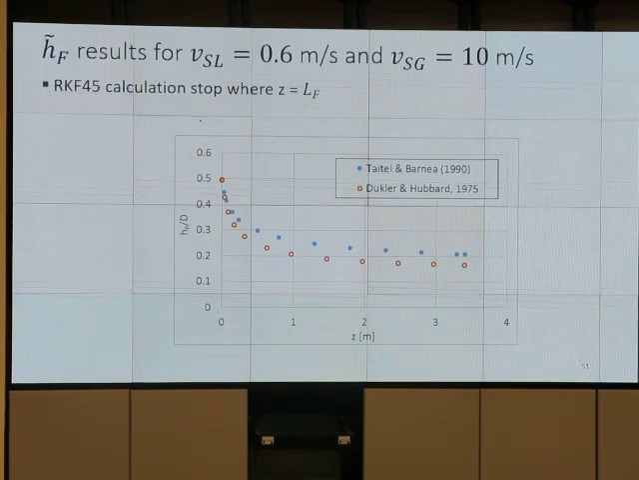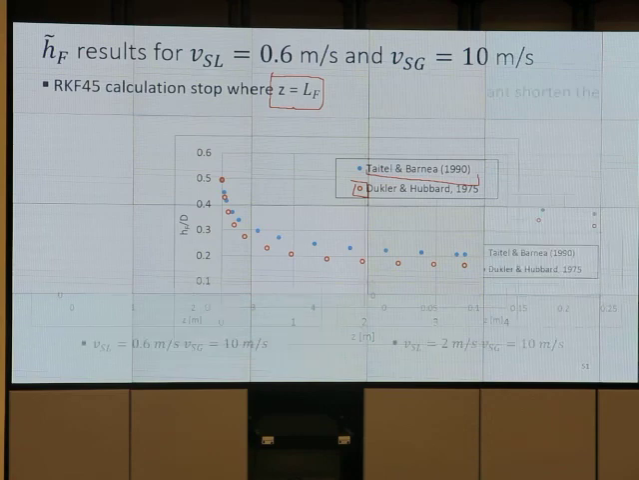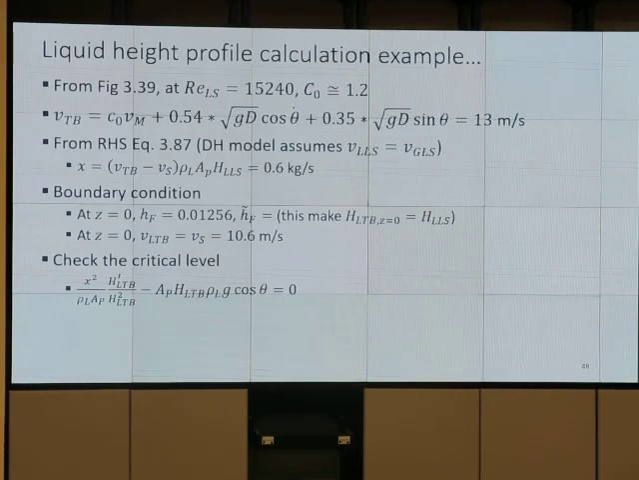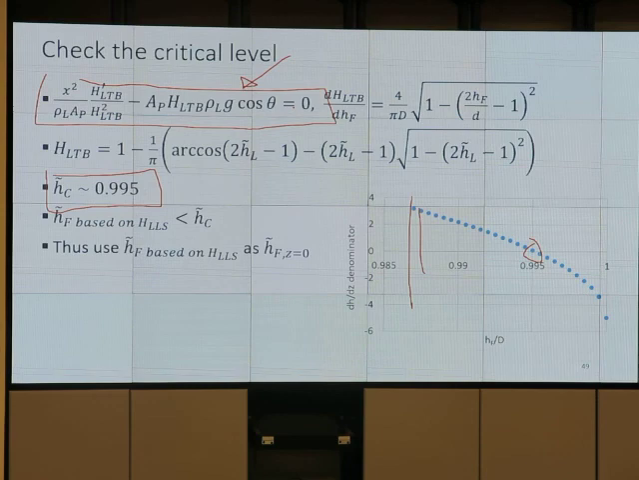Now I use RK45 to do the calculation. This gives me several orange dots. I use another model that we are about to do that is more appropriate for inclined pipe, and I get a blue dot. Which one is correct? The blue one, because the orange one is just for the horizontal case. The calculation stops where z equals LF. What is LF? LF comes from LU minus LS. LU is C0 VM plus V drift from Bendiksen.